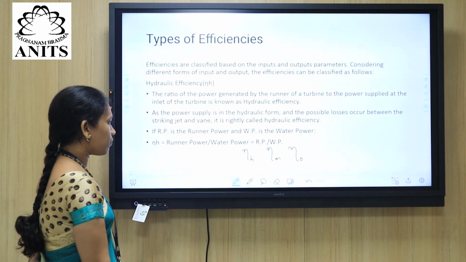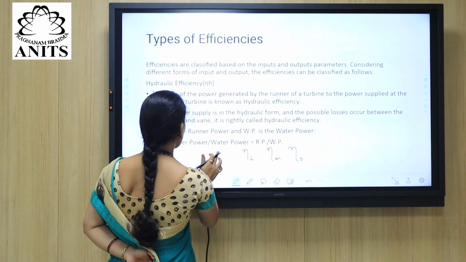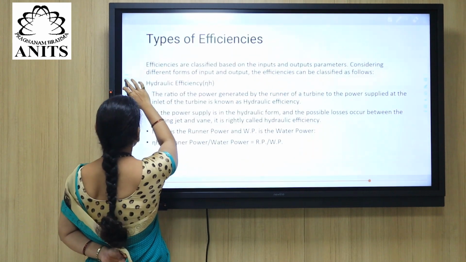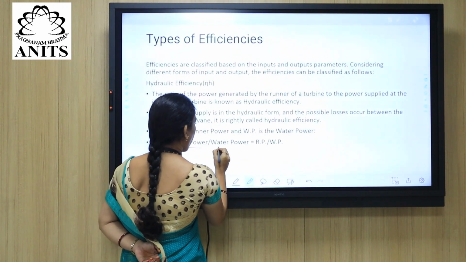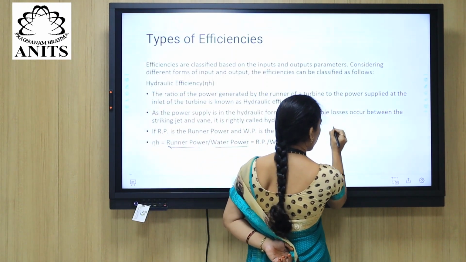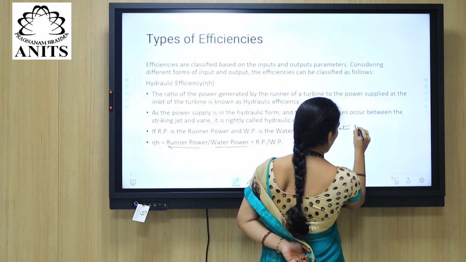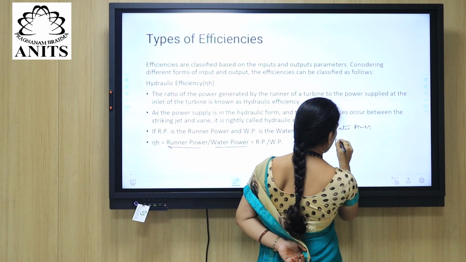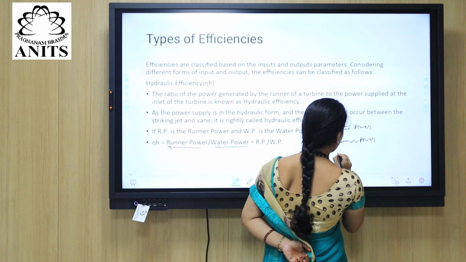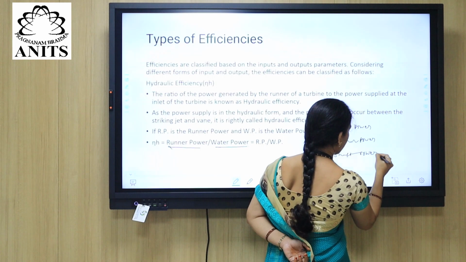Before getting into efficiencies, we need to understand different powers. The different powers used in these terms are runner power, water power, and shaft power. There are three powers. If we are talking in order, the first one is water power, the second one is runner power, and the third one is shaft power. These are the three important powers in hydraulic machines.